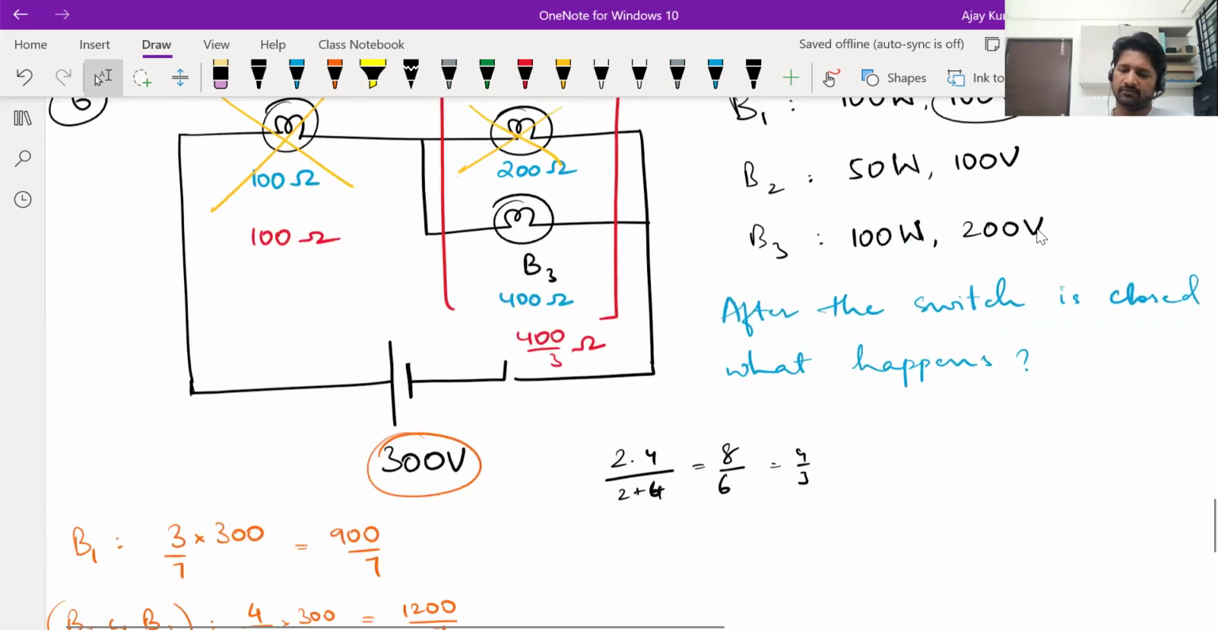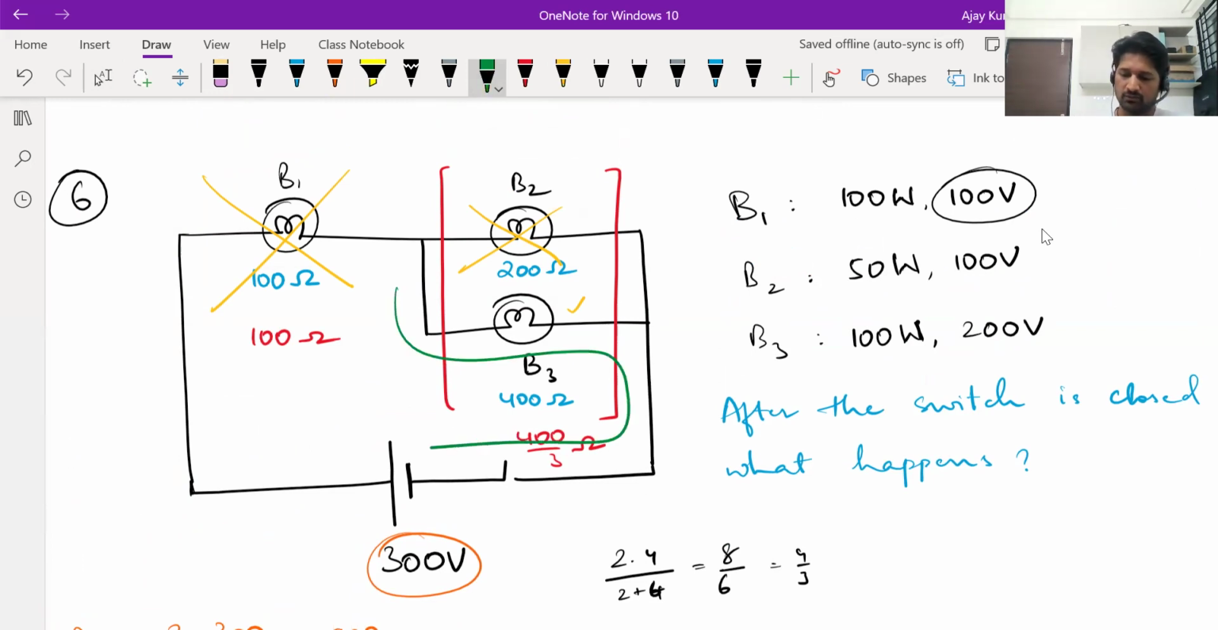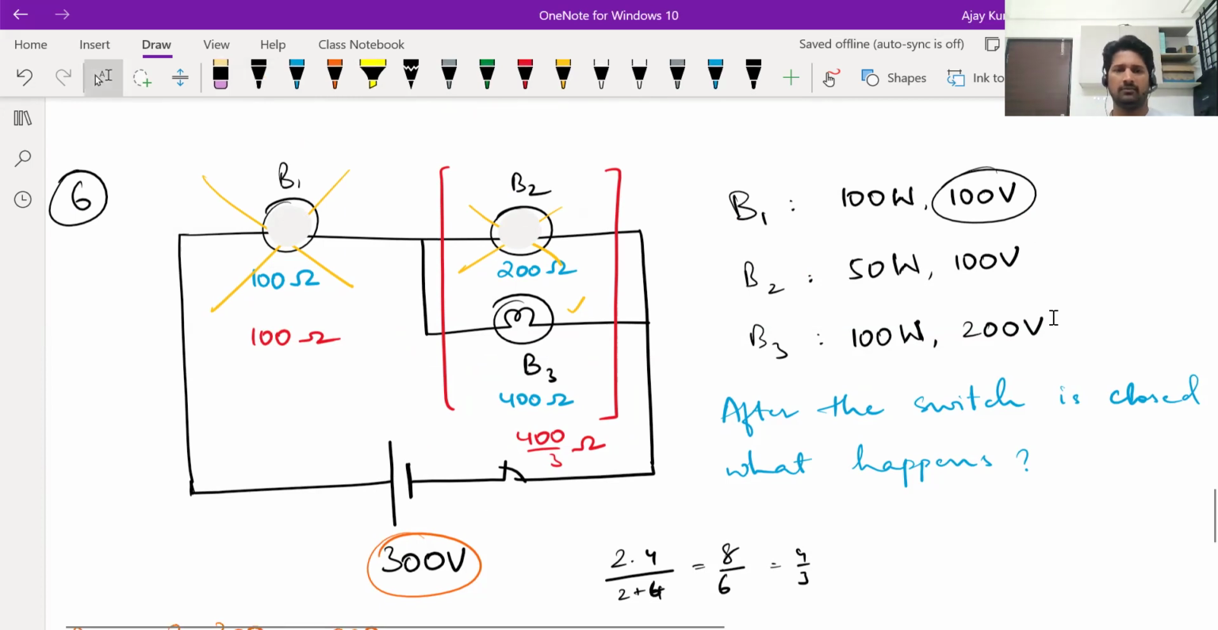So B3 is safe, but because B1 got fused, B3 cannot glow because current needs a closed path to flow. You can't have current flowing only through this bulb. You need a complete closed path. Once B1 gets fused, the circuit becomes open here. B2 gets fused, the circuit becomes open here. Now there's no closed path for the current to flow through B3. So it will not get fused, but it won't glow also. That is what will happen.